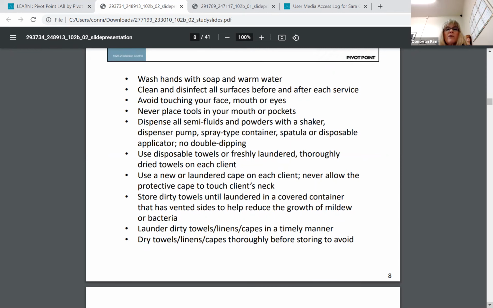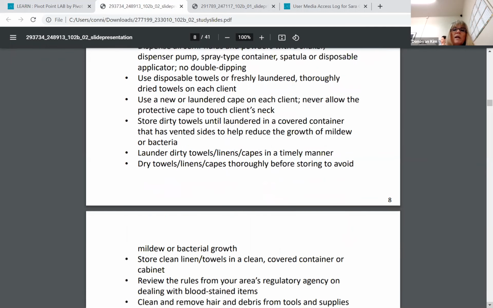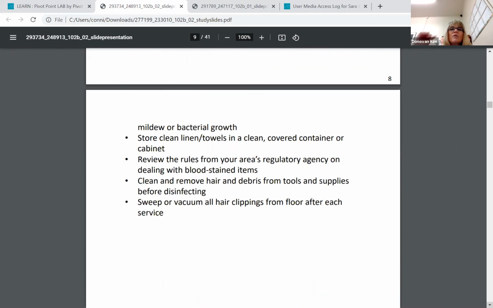We want to keep our dirty towels in a covered container that is labeled soiled linens or soiled towels. We want to launder them in a timely manner, and we want to dry them thoroughly before we store them to avoid any stinky smell. We want to store them in a clean cabinet that's covered and labeled.